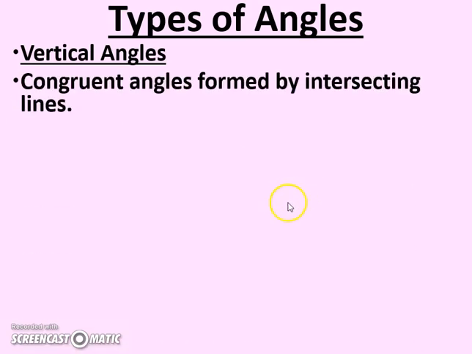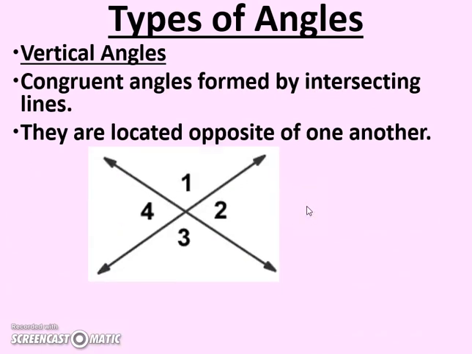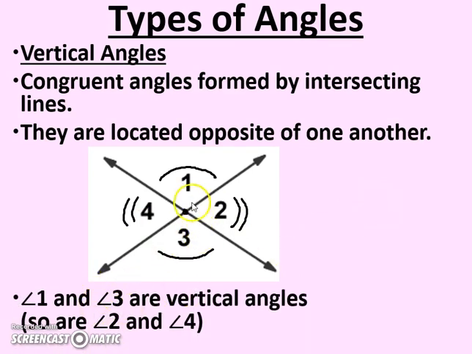The last type of angles that we're going to talk about in this video are vertical angles. These are congruent angles formed by intersecting lines. They are opposite of each other in location. So for example, if we have these two intersecting lines, angle 1 and angle 3 are considered to be vertical angles because they're across from each other over the vertex. Likewise, angle 4 and angle 2 would be vertical angles, and they would be congruent to each other across that vertex. So angle 1 and angle 3 are vertical angles, so are angles 2 and 4.